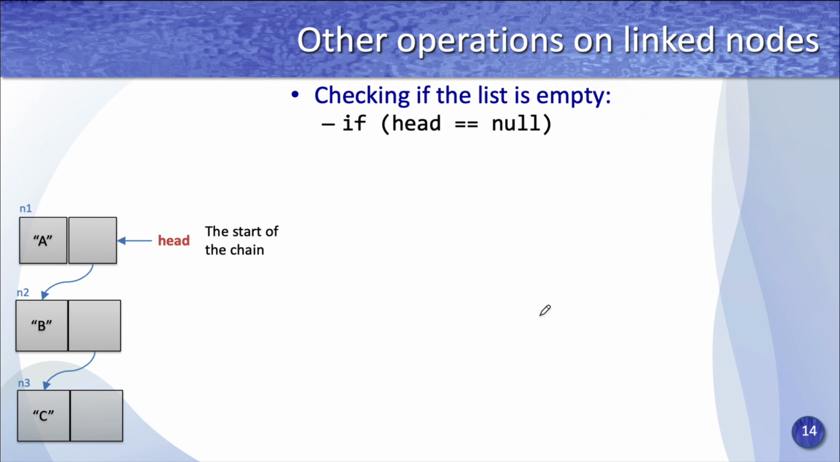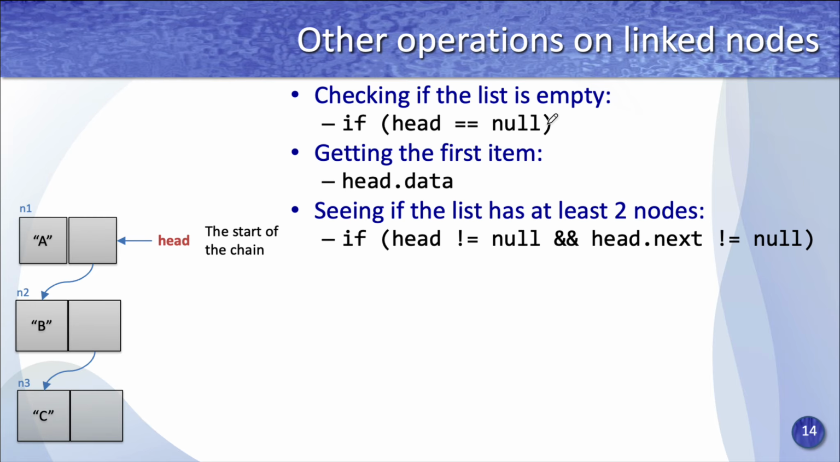It's also important to keep some of the other operations on linked lists in mind. These are all the special or edge cases that you'll have to keep in mind. If head is null, then the list is empty. Getting the first data item, you simply say head.data or head.value, and you'll get the first item. Seeing if the list has at least 2 nodes, first head should not be null, and head.next should not be null. So if head is not null and head.next is not null, then you know you have at least 2 nodes. There could be more, but we know we have at least 2 nodes here.